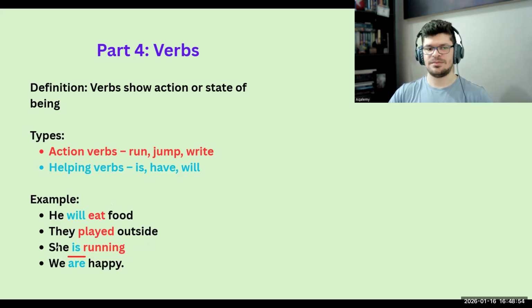She is running. We are happy. This one is your state. We are happy. It tells me what is your situation. You can't do "are." It's not possible. If you can do "are," please let me know.